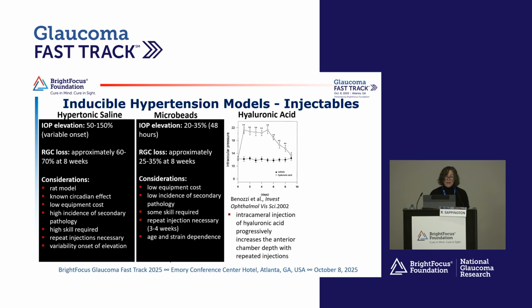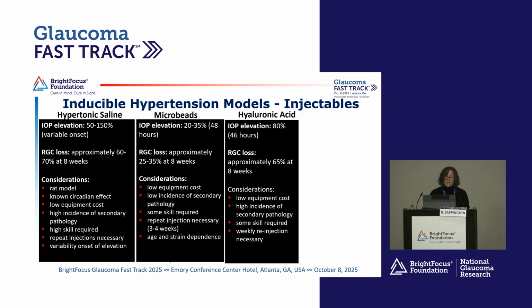The third is hyaluronic acid. Again, we're doing an intracameral injection, so it's going right into the anterior chamber. And in this case, the hyaluronic acid progressively increases anterior chamber depth as you do repeat injections of HA. So IOP elevations, 80% over a similar time period to the microbeads, about 2 days. RGC loss is approximately 65%, 8 weeks. And so considerations here is that, like the other two models we've talked about in the injectable categories, the benefit here is that there's kind of low equipment and startup cost.